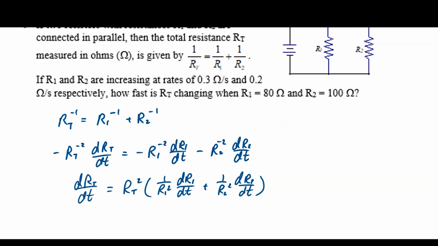Now let's see which is which. R1 is 80 ohms. And then R2 is 100 ohms. And then this change is given right here, 0.3 ohms per second. And this one is 0.2 ohms per second. I'm pretty sure you can plug it in without screwing up on a calculator. Then this should give you that kind of number.